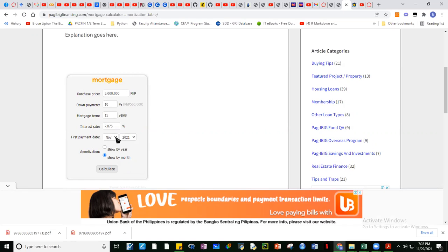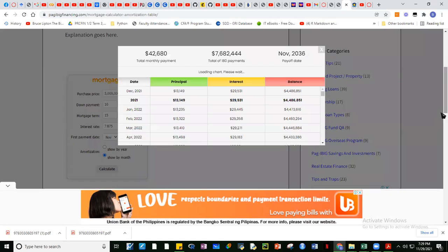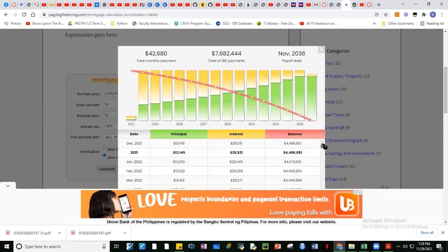First payment date, doesn't matter, guys, kung kailan simula niyan. Ilo-loan natin November, so ang first payment niyan is December kasi ordinary annuity to. So let's show it by month. Calculate. So we have this diagram. Your assignment will be, not to be submitted, guys, gawin nyo rin to. Time na, grabe ang bilis.